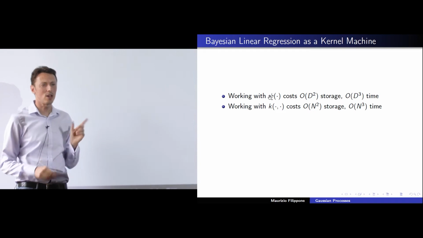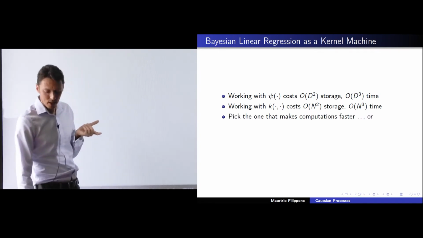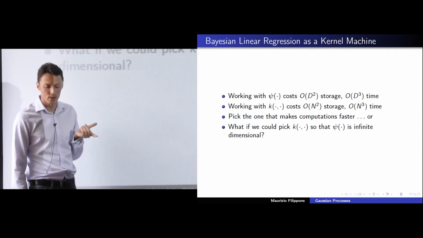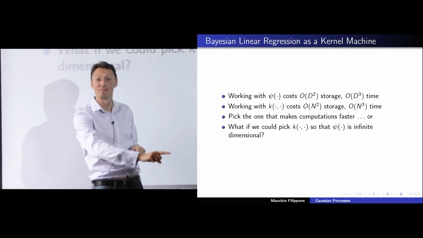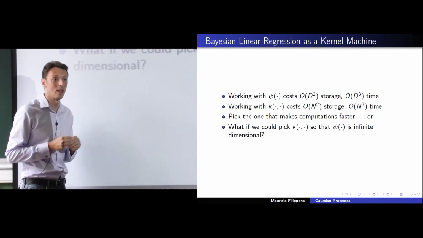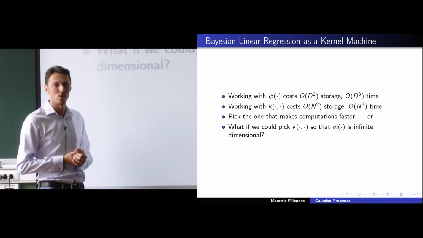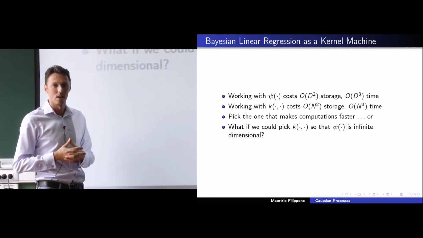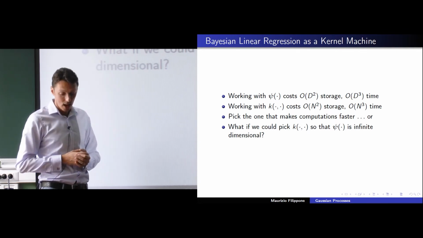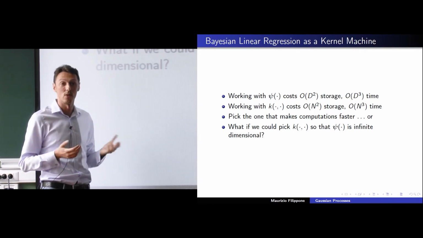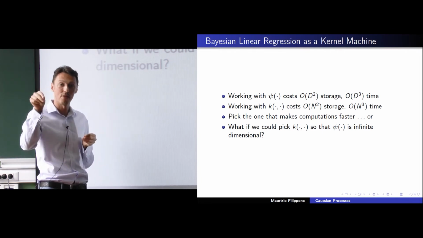Okay? But actually, why we do this is not to make computations faster, but to say, well, what if I could pick K so that psi is infinite? This would be really cool. And this is really the essence of what kernel machines try to do. For those of you that have seen SVMs, this is really the kernel trick. And I'm going to show you that even for Gaussian processes, this holds. So we can find a K such that psi is going to be infinite dimensional.